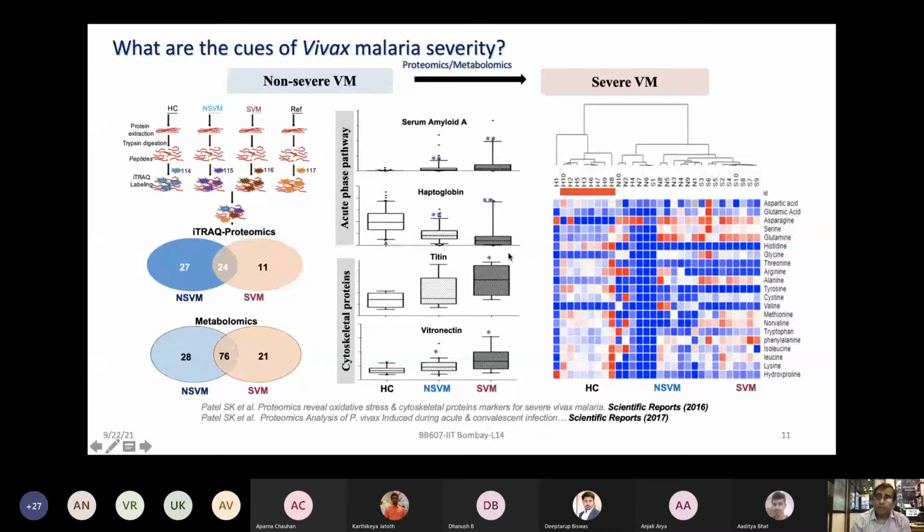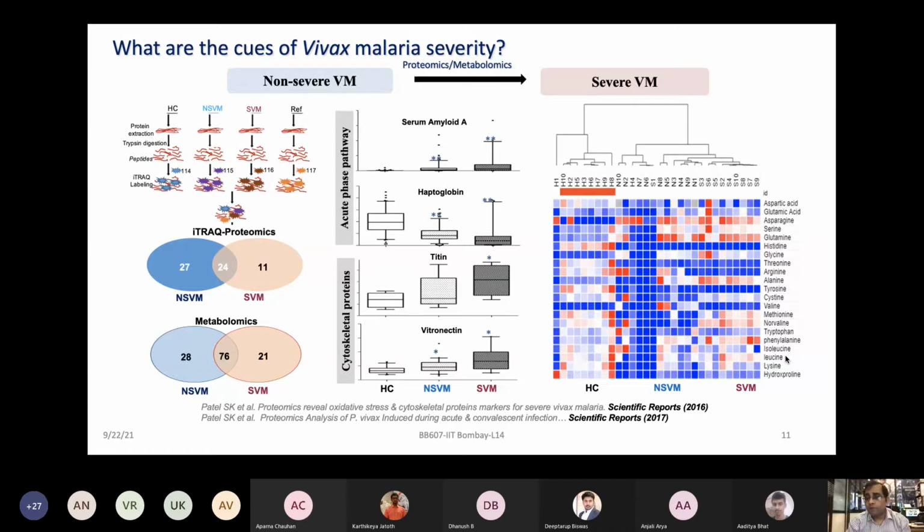Also, as the disease progressed, a lot of proteins involved in cytoskeletal regulation, like titin and vitronectin, showed higher upregulation as the disease progressed. We could also see there are a set of metabolites which are showing a lot of change as the disease progresses from the healthy control to the non-severe to the severe form. And some of these amino acid based metabolites are actually quite known in malaria biology as well.